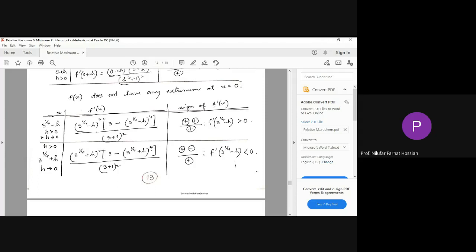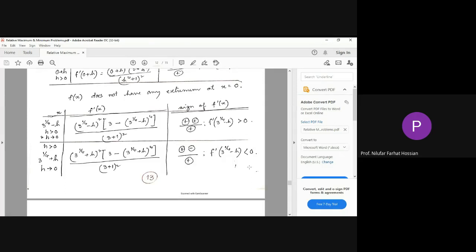And what happens here? You see, it is 3 to the power 1 by 4 plus h whole to the power 4. If this h is 0, it will be what? 3. That means 3 minus 3, 0. But you are adding something positive to this 3 to the power 1 by 4. That means this whole thing will be a number which is greater than 3. So ultimately this factor will give you a negative sign. So positive, negative divided by positive, ultimately it is negative. So there is a change in sign from positive to negative.